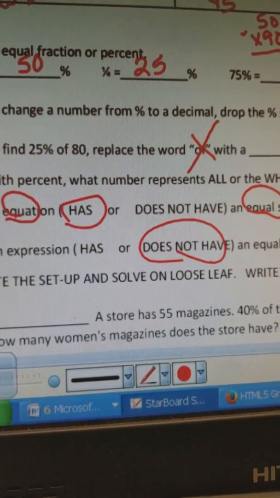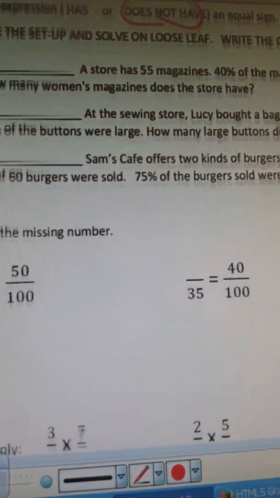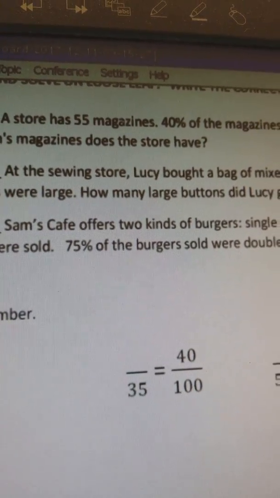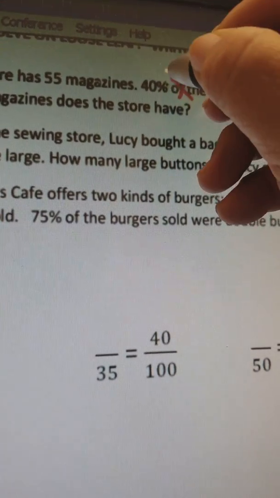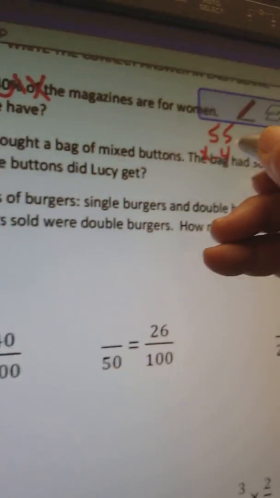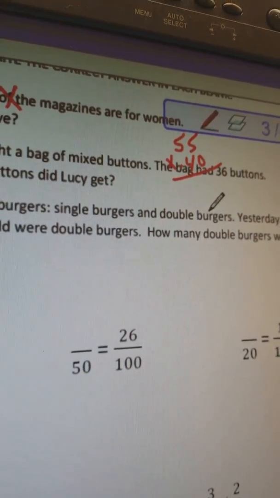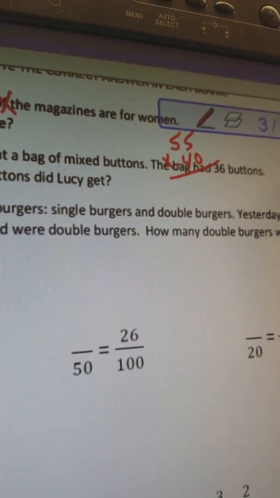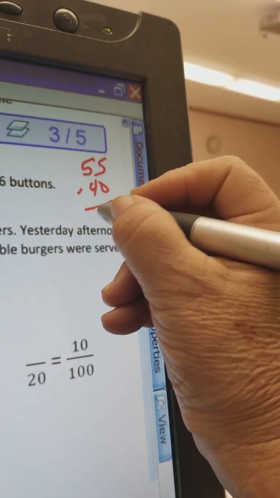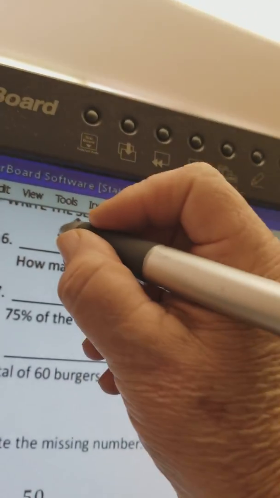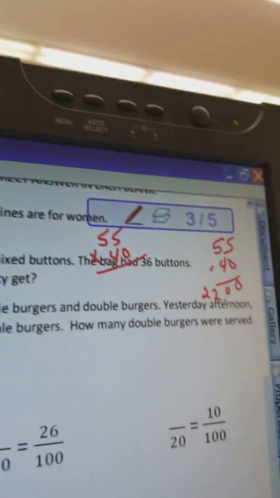All right, moving on down. This is just another form of what we've just done. The store has 55 magazines, 40% of, drop the percent, move it twice. So you do 55 times 0.40. If you want to do the math out on the side, $22. 22 magazines would be 40%.